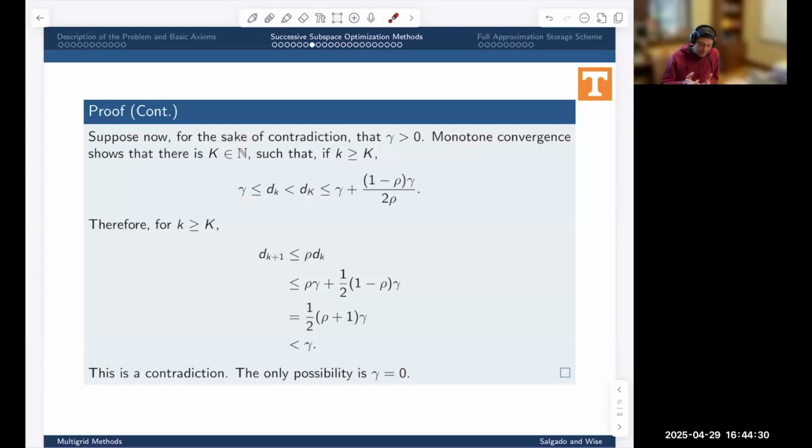And now, by a property of monotone convergence, I can say, well, since it's converging to gamma, this is like gamma plus epsilon. So because I'm going to be within epsilon of gamma for any epsilon, I can choose my epsilon however I want. I'm going to choose epsilon to be like that. Okay. And you'll see that that choice of epsilon is very important for us.